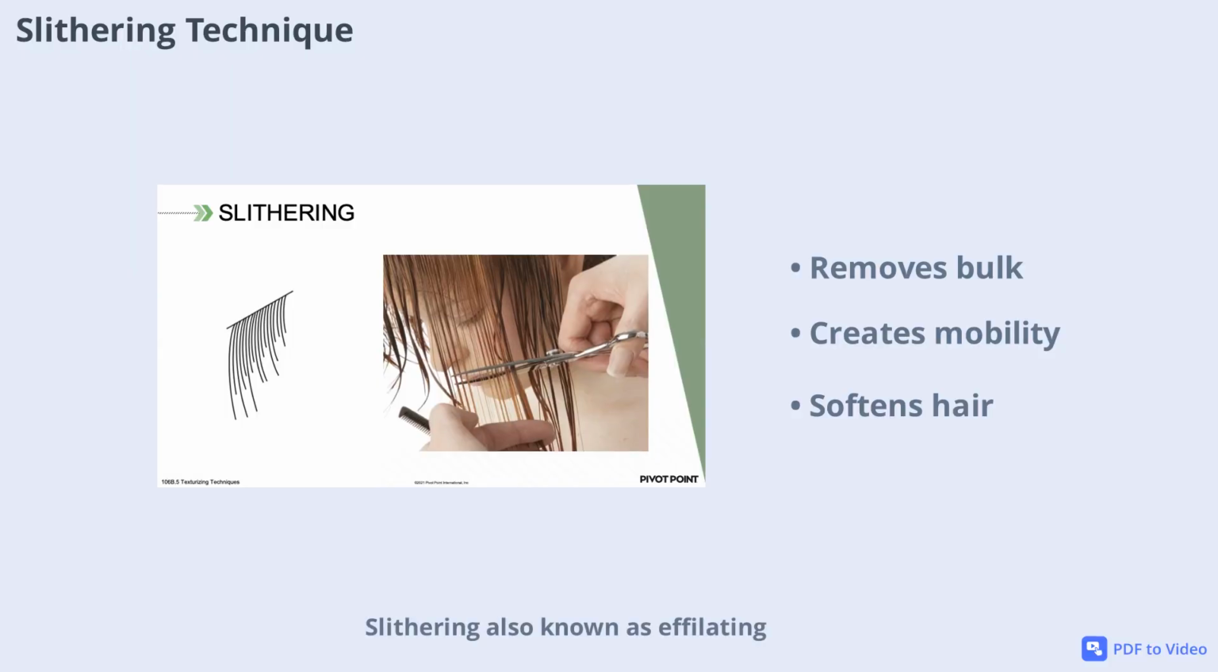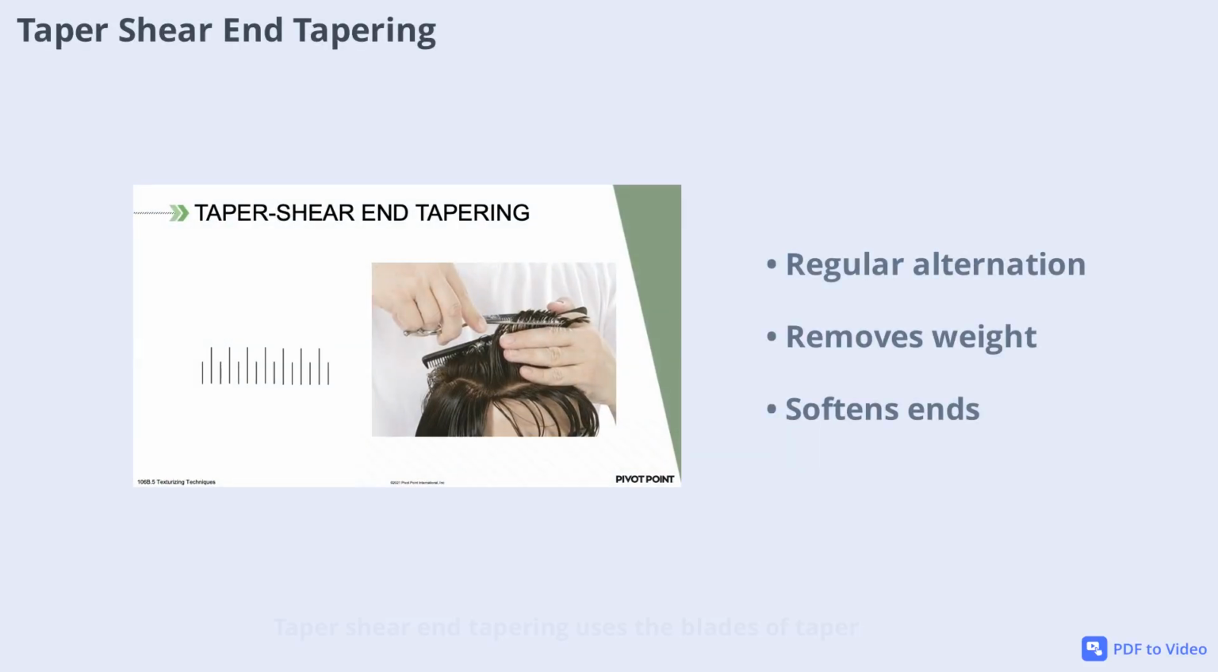Slithering, also known as effilating, involves opening and closing shears rhythmically while sliding the blades upward from the ends. This technique is usually applied to longer lengths and is designed to remove bulk and create mobility. The shears are not closed completely, which helps maintain softness and movement in the hair. Taper shear end tapering uses the blades of taper shears positioned along the end of the hair to cut.